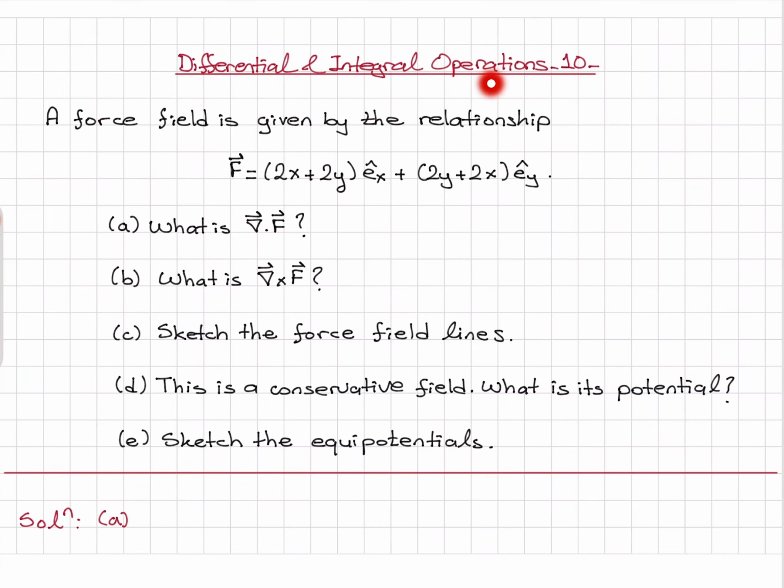Differential and integral operations 10. A force field is given by the relationship F is equal to (2x plus 2y) ex hat plus (2y plus 2x) ey hat. What is divergence and what is curl of F? Sketch the force field lines.